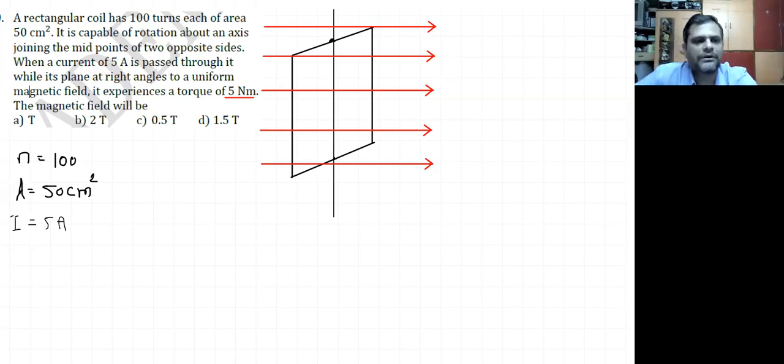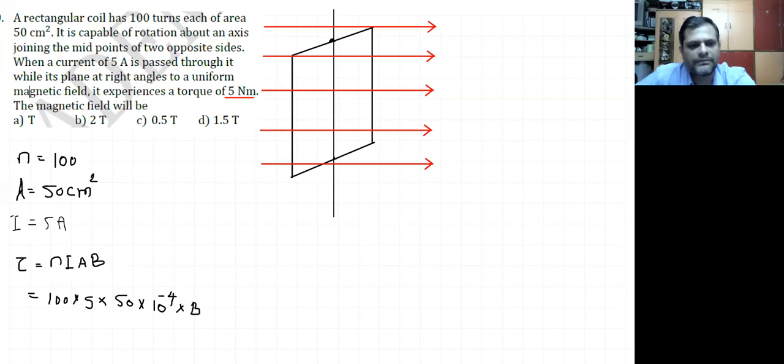Okay, so what is the formula for torque? You know, torque acting due to the magnetic field on a coil is given by the formula torque is equal to NIAB. So we can just find it out. N means number of turns, which is given to be 100. I is current, which is already 5. Area of cross section, which is given here to be 50, but that is in centimeter square. So we have to convert it into meter square by 10 raised to minus 4. And B is to be found out, and torque is already given, that is 5 Newton meter.